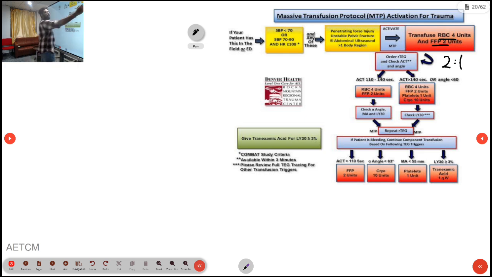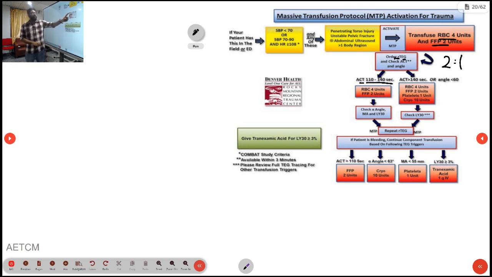The RTEG is the rapid TEG. We can look for the activated clotting time, and we can also look for the angle. Our transfusion all depends on the following values. When the activated clotting time is between 110 to 140 seconds, we just need to give only RBCs and FFP.